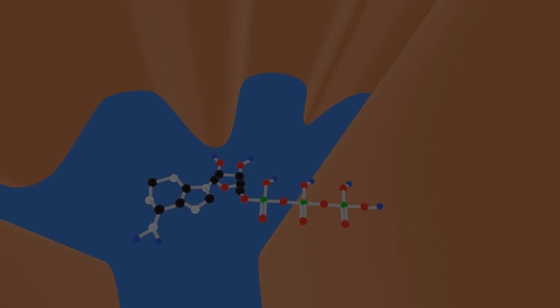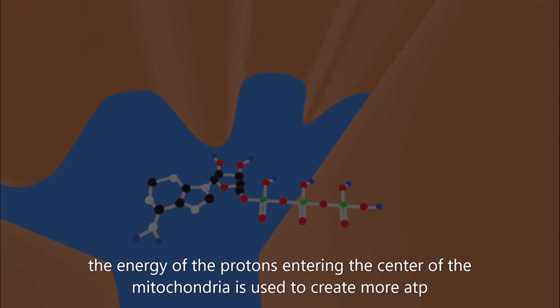The change in the charge gradient causes the protons to enter the center of the mitochondria. That energy is then used to create more ATP.